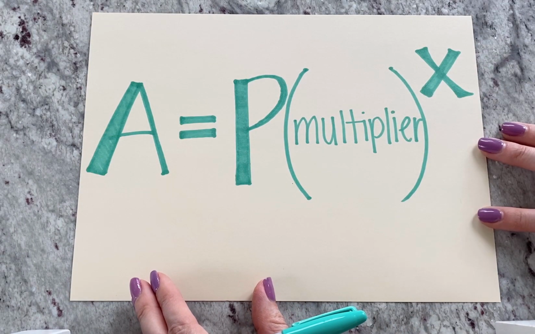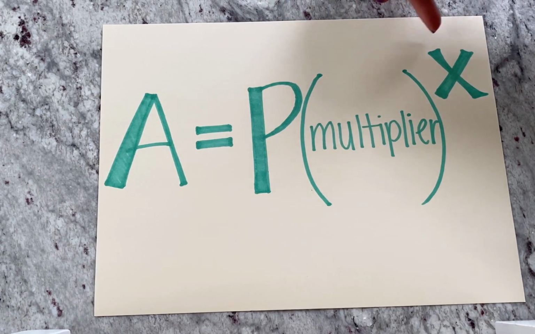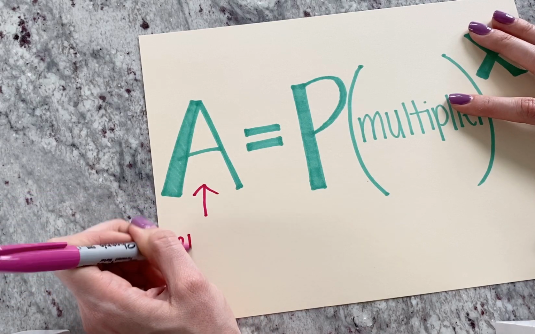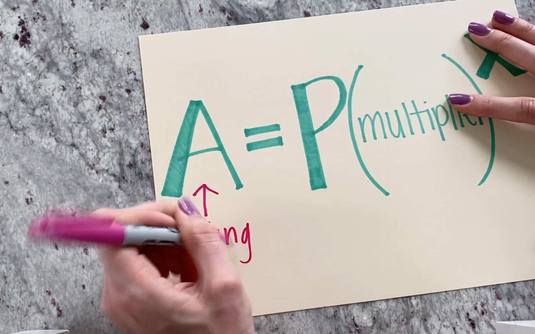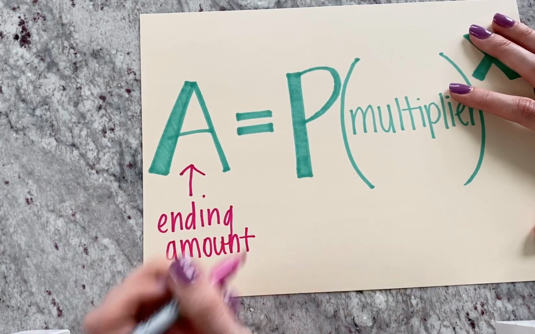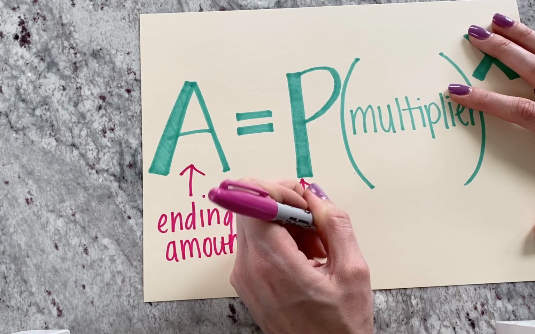Let's look at this equation. Our general equation is going to be in this form: A equals P times our multiplier to the x. We're just going to go over what each thing means. A is our ending amount, the amount we have in the end. P is what we start with.